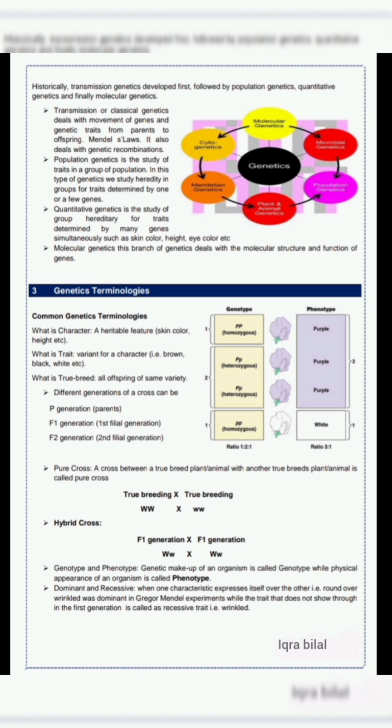The genetic makeup of an organism is called genotype, while the physical appearance of an organism is called phenotype. Dominant and recessive. When one characteristic expresses itself over the other, that is round over wrinkled, it was dominant in Gregor Mendel's experiment in pea plants, while the trait that does not show through in the first generation is called the recessive trait, that is wrinkled.